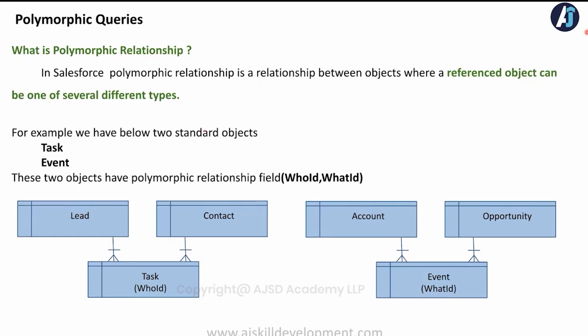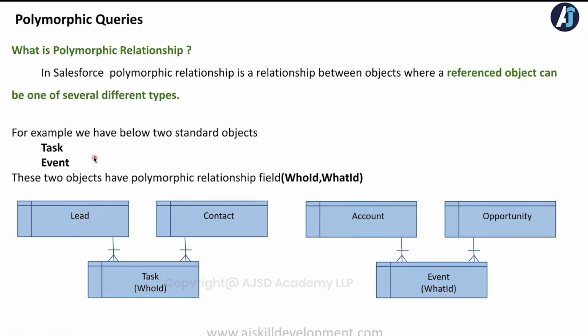In a polymorphic relationship, the parent objects may be many. You may have n number of objects as a parent. This type of relationship is generally called a polymorphic relationship. You cannot create this in a custom object, but the standard objects in Salesforce have polymorphic relationship fields in them.